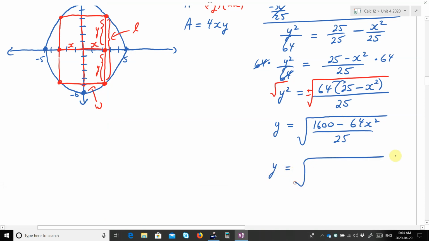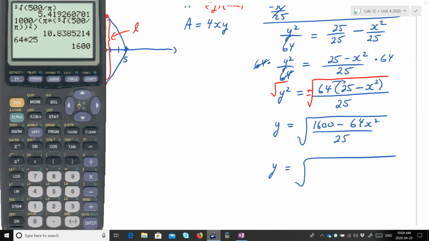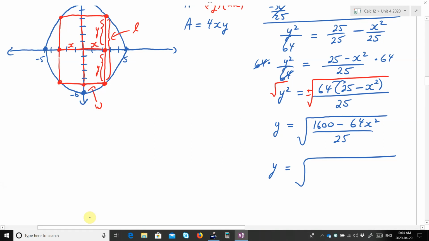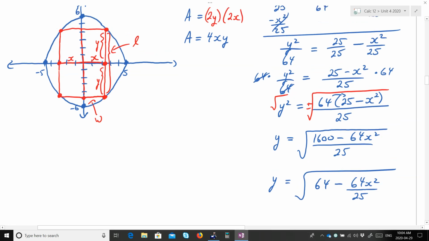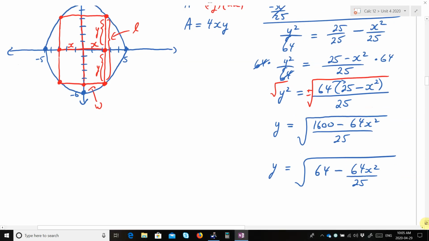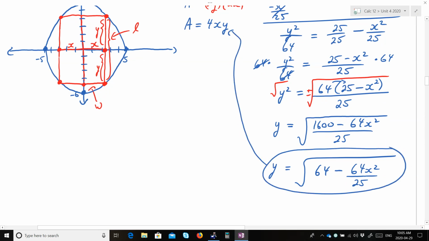And then maybe what I'll do is I'll divide the 25 on the bottom into both of those. So the 1600 divided by 25 will get us back to 64, and then minus 64x squared over 25. So that might be the simplest expression that we can have in there. So that's what y is equal to, and we're going to take this and go and plug it in here.